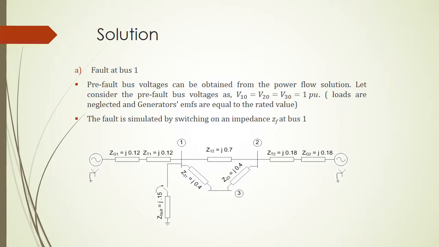In that case, there is no current flow at all, and therefore the voltages at bus 1, bus 2, and bus 3 are 1 pu, and they are noted as V10, V20, V30. 0 is for the initial condition. The fault is simulated by switching on an impedance ZF at bus 1. So before the fault, the circuit breaker is open, and after the fault, we close the switch.